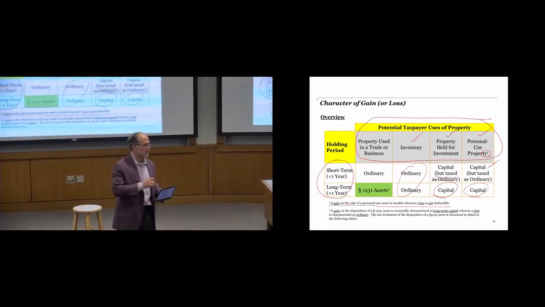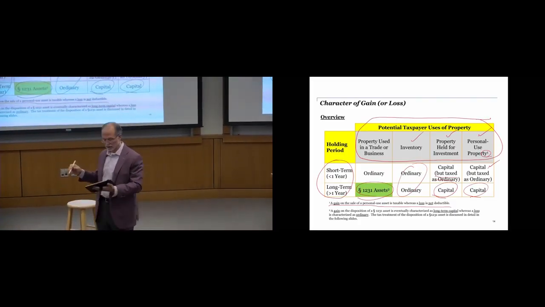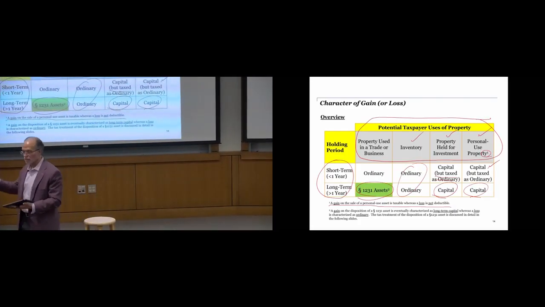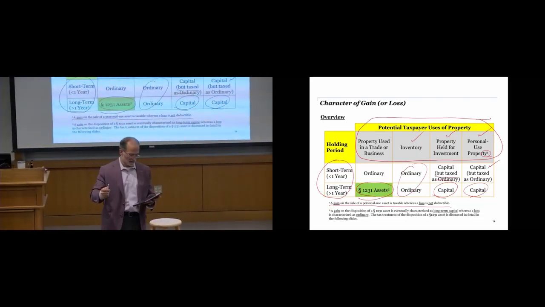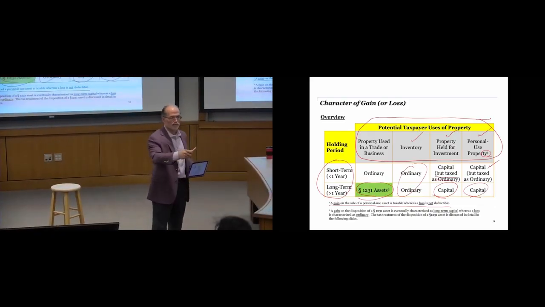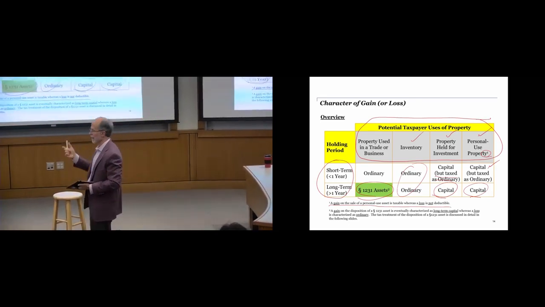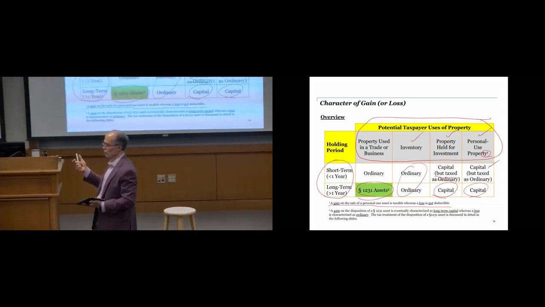Okay, so I put in green where we're going to be focused on this course. I just want to give you the bigger picture. But in green here, we're going to hone in on what happens with property used in a business that is either short-term or long-term. If it's short-term, it's ordinary income. Okay? So if I buy a piece of machinery, I'm using it in equipment, I happen to exit that ownership within a year, ordinary income.